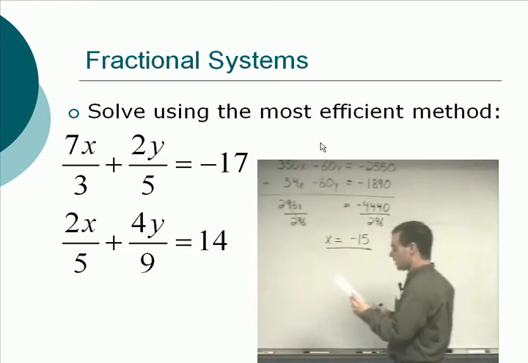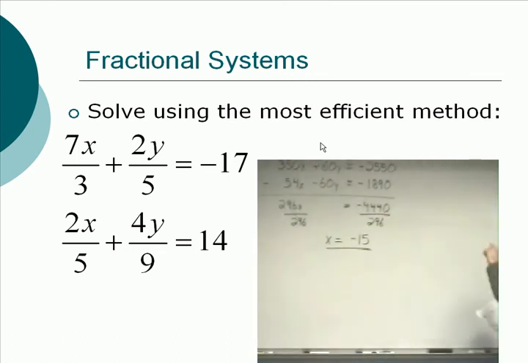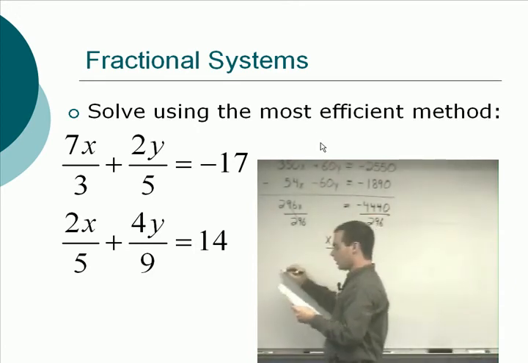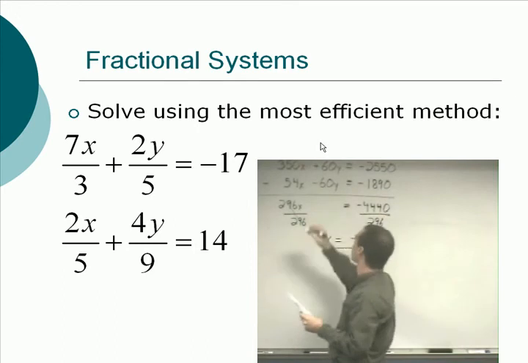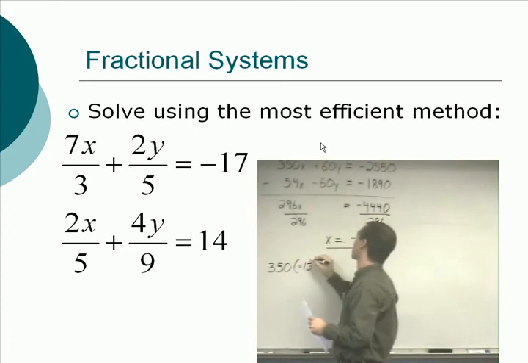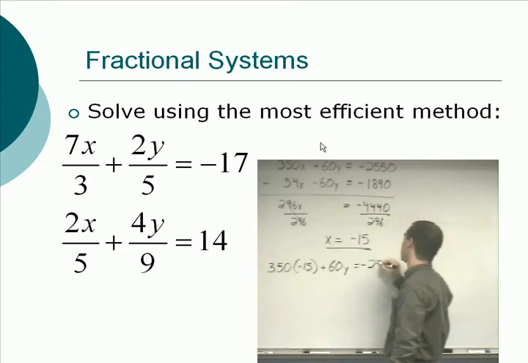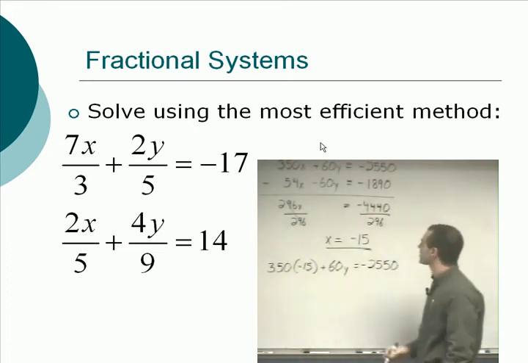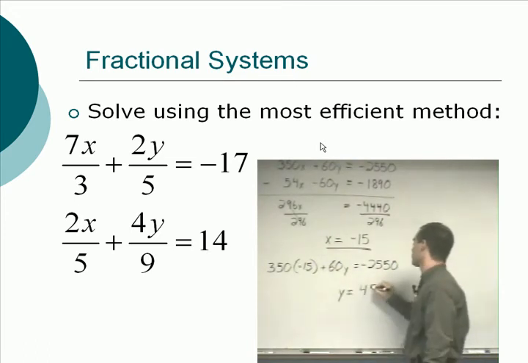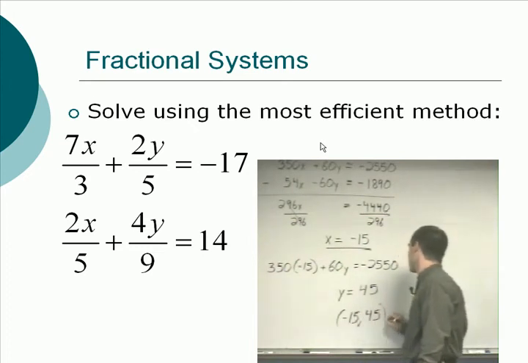And then we can go back and find y using any of the original equations, or we can grab one of these, assuming we haven't made any mistake. I'll just grab one of these since it's here. 350 times negative 15 plus 60y equals negative 2550. That's just a linear equation, so to save some time I'm going to tell you that if you solve that, you will get y equals 45. And our solution is negative 15, 45.